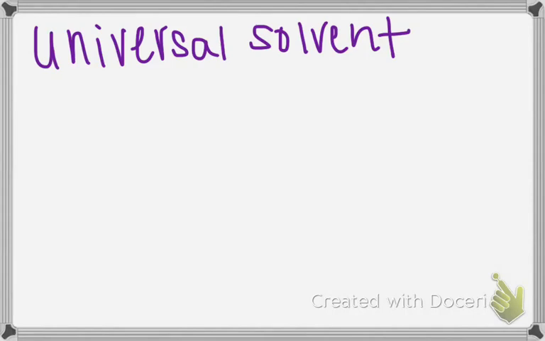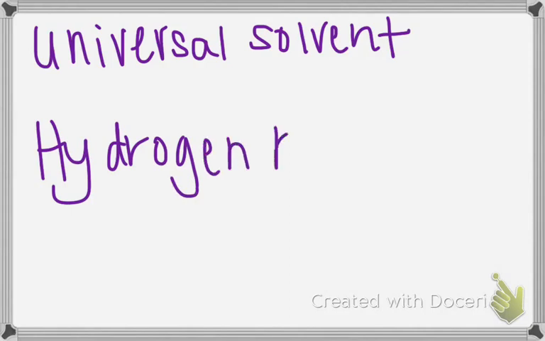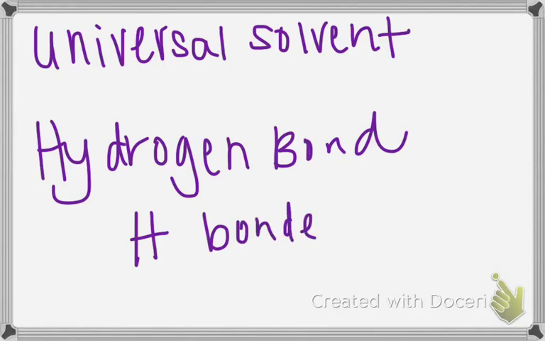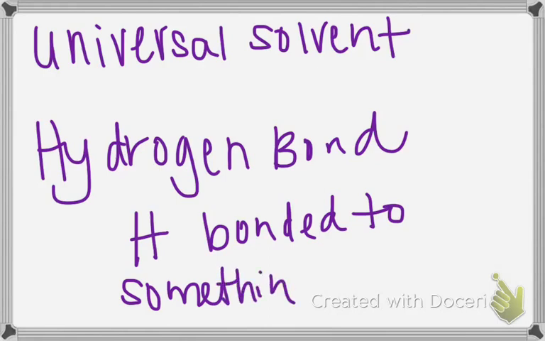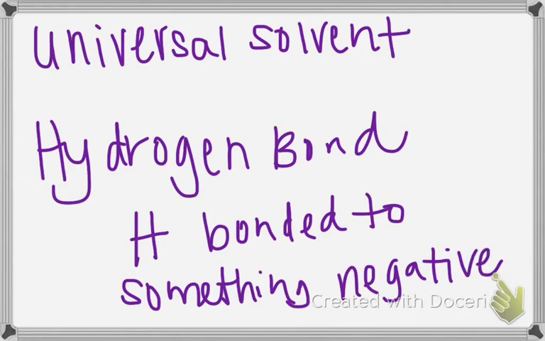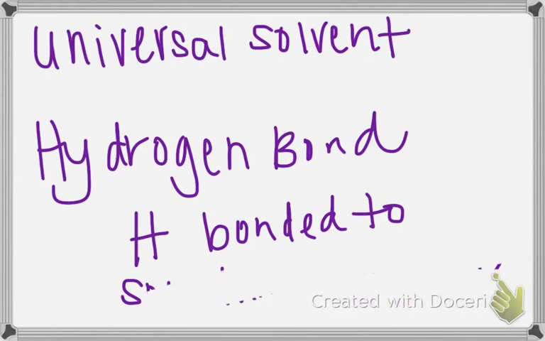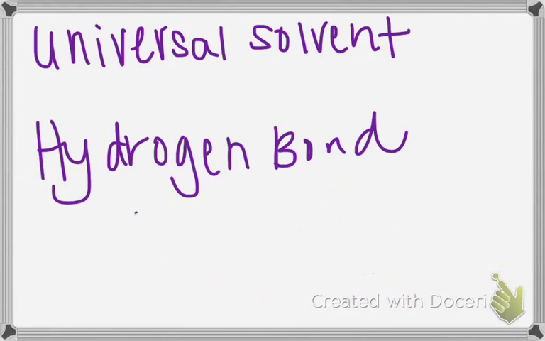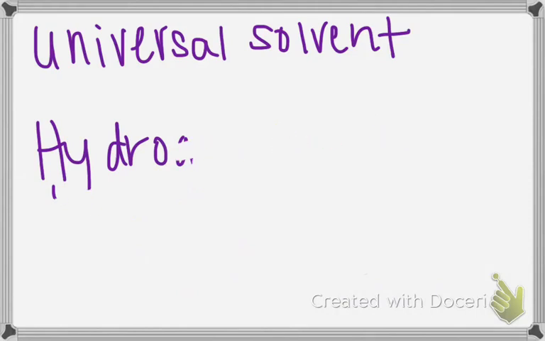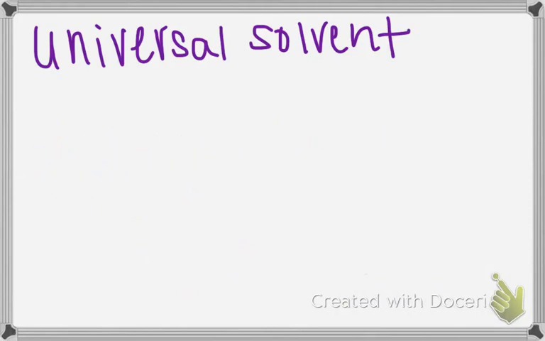Okay, we already talked about hydrogen bonds. And just do me a favor and write this out beside it. A hydrogen bond, let's just define hydrogen bond, is a hydrogen bonded to something negative. And that negative molecule is normally going to be oxygen. And hydrogen bonds, of course, we know, are in water.